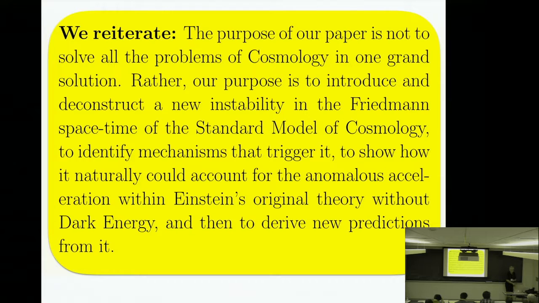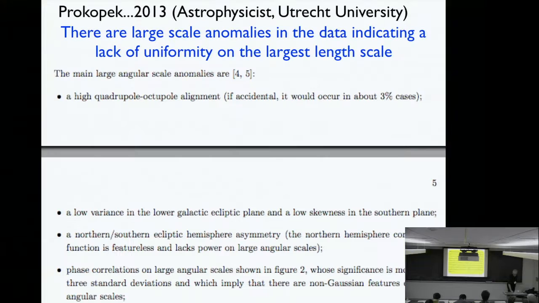And I just want to read this, if you give me one more minute. This was a response to referees. The purpose of our paper is not to solve all of the problems in cosmology in one grand solution. Rather, our purpose is to introduce and deconstruct a new instability in the Friedman spacetime of the standard model of cosmology, to identify mechanisms that trigger it, to show how it naturally could account for the anomalous acceleration of Einstein's original theory without dark energy, and then to derive new predictions from it, and that we've succeeded on that.